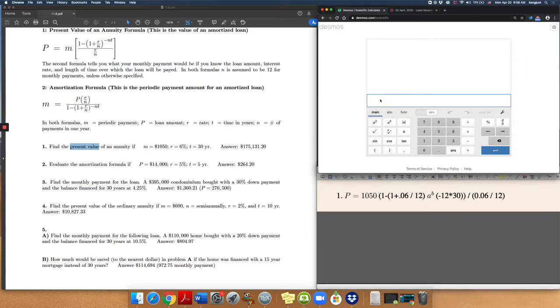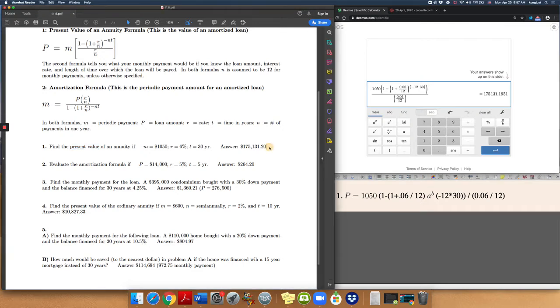Okay, so let's type that into our calculator. 1050, 1 minus 1 plus 0.06 divided by 12. Close it. Exponent. Negative 12 times 30. Close it. And then close the numerator. Divide. New parentheses for the denominator. 0.06 over 12. And what do I get? I get $175,139.20 to the nearest cent. So that's just what I was supposed to get here. Right on.